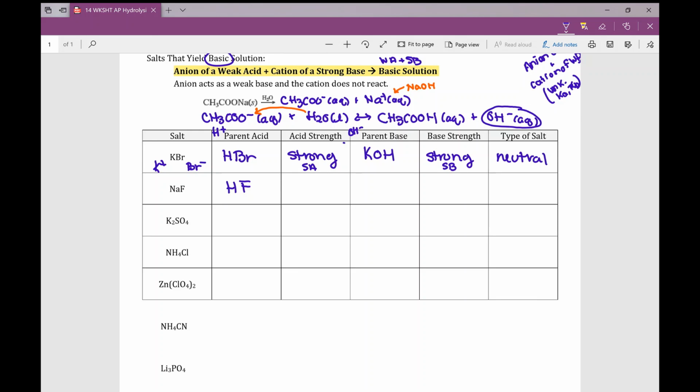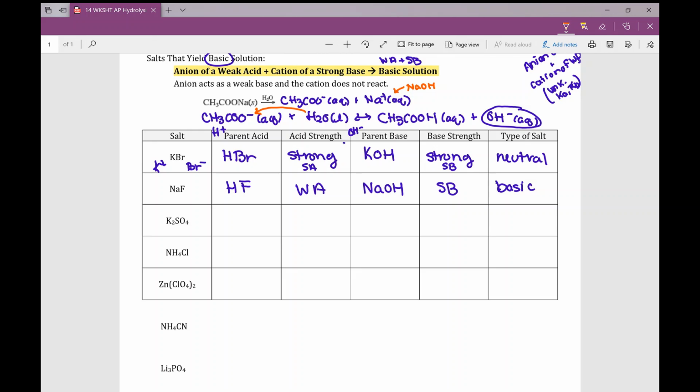So in this next one, we can think of the parent acid as being HF, and then we have sodium hydroxide. HF is one of our weak acids. Sodium hydroxide is a strong base. So in this case, based on the parent acid and base being a weak acid and strong base, we would know that this is going to be a basic type of solution.